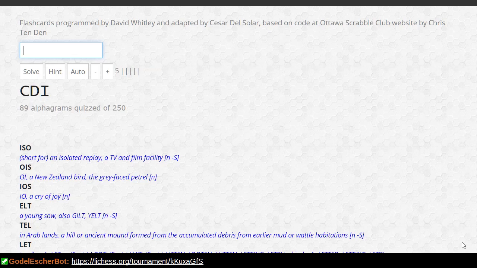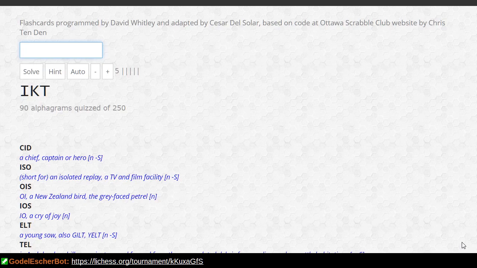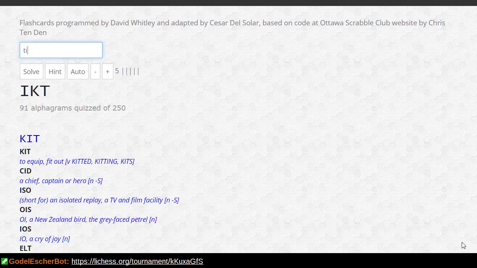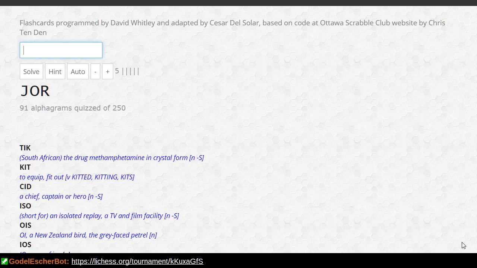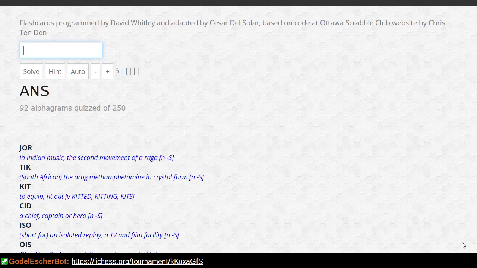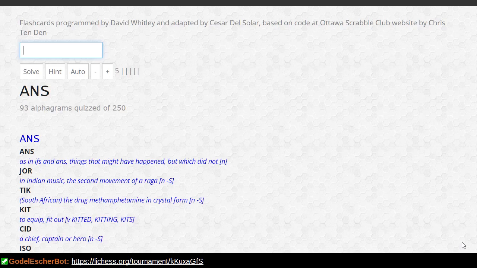Well, I am tempted to think of CID for content ID, but no, here it means a chief, captain, or hero. We know kit. Tick has got to be valid then. A drug. Sweet. Now we'll learn all the fun words they never teach you in school. All right, so jor, Indian music, the second movement of a raga. You should learn more about the raga someday. Ifs and ands and buts, things that might have happened but did not.